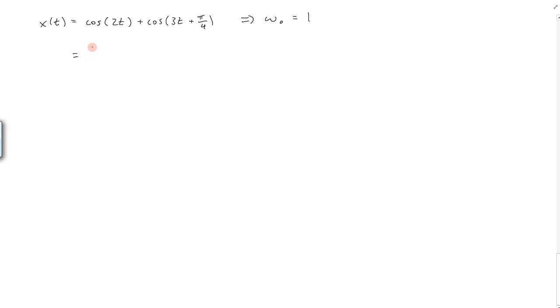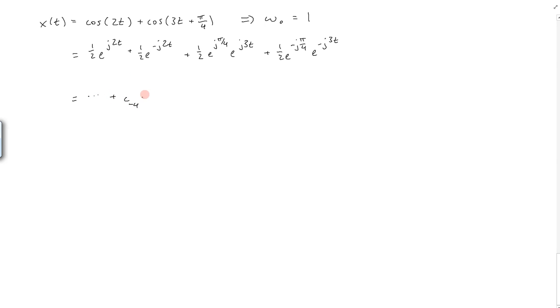So we can rewrite this once again using Euler's identity as 1/2 e to the j 2t plus 1/2 e to the minus j 2t, that's that first cosine, plus 1/2 e to the j pi over 4 e to the j 3t plus 1/2 e to the minus j pi over 4 e to the minus j 3t. So this is the full expression for both of these cosines. And once again, we can look at it in terms of the series. And let's write out a few of the terms.